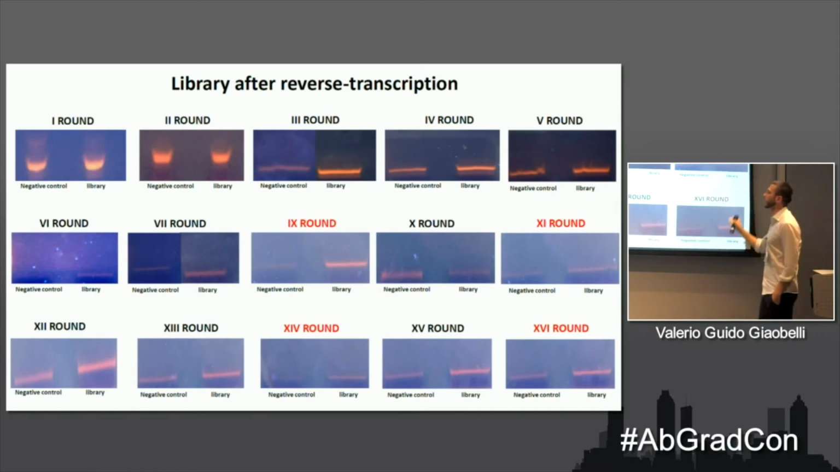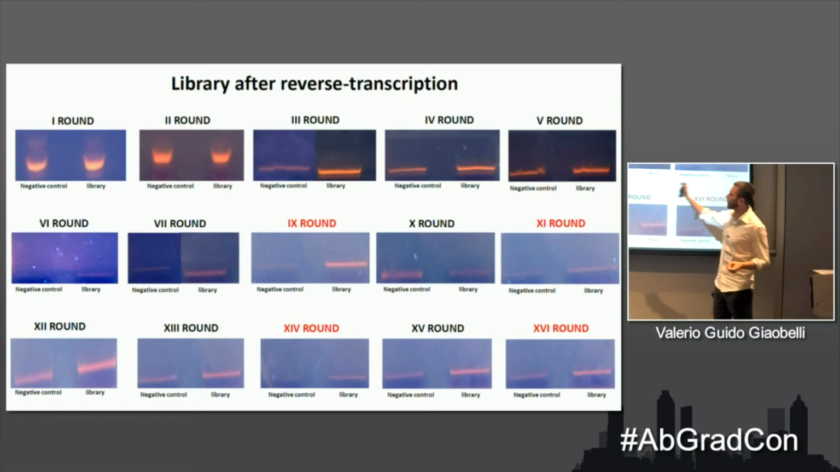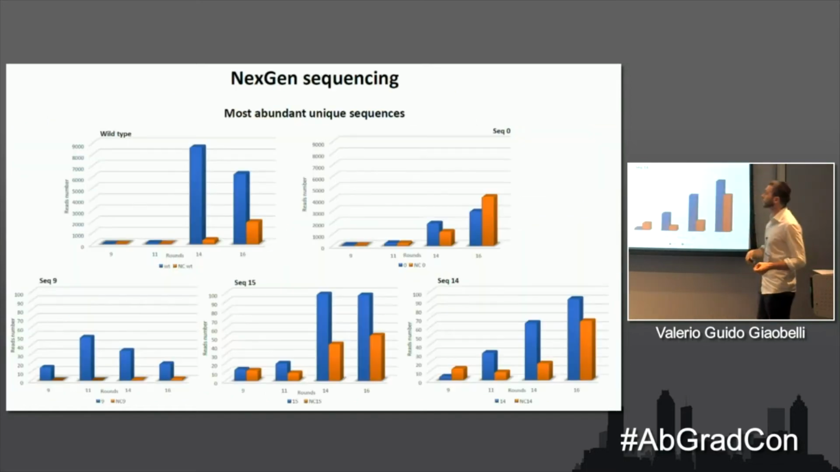So it means that there is a subpopulation of proteins that does not bind the target RNA, but only the beads. But to understand which sequences these were, we sequenced the library and the negative control. And here is the result of the next generation sequencing.